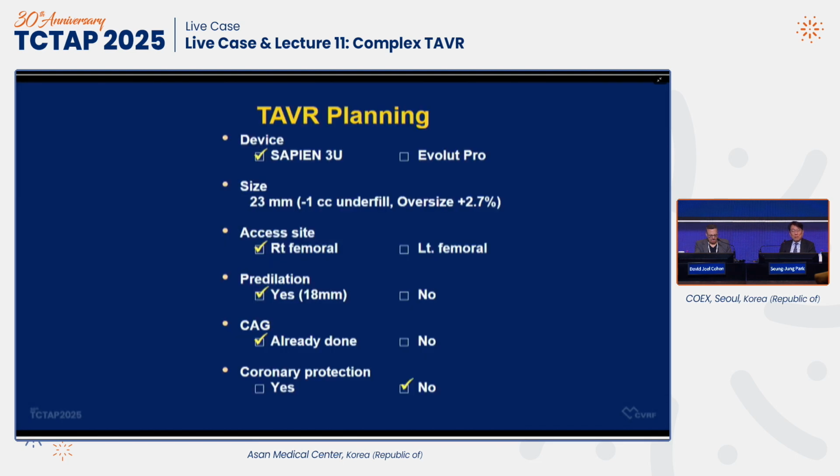And this is our plan for today. We're going to redo TAVR in the 26 millimeter Evolut R core valve using a 23 millimeter Sapien 3 Ultra with minus 1 cc underfilled, oversized plus 2.7%, and our access is from the right femoral artery. And we'll predilate the valve with an 18 millimeter balloon. And coronary angiogram was already done, showing mild coronary disease, and there's no need for coronary protection.